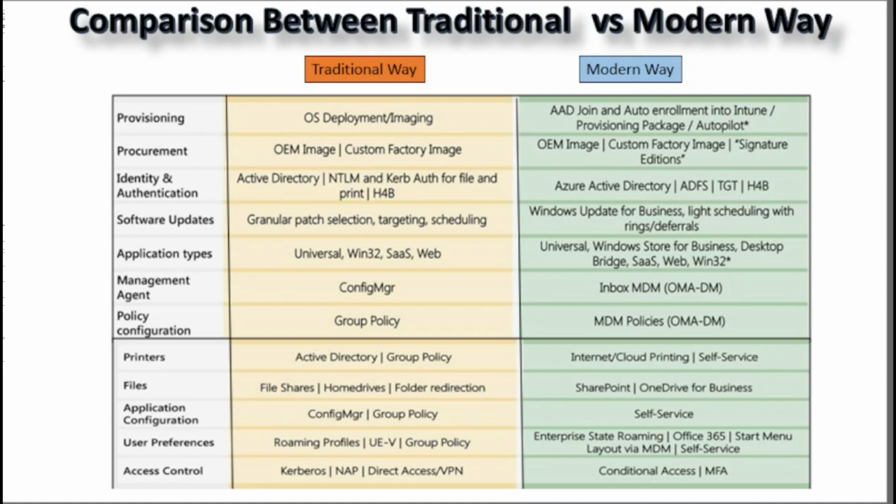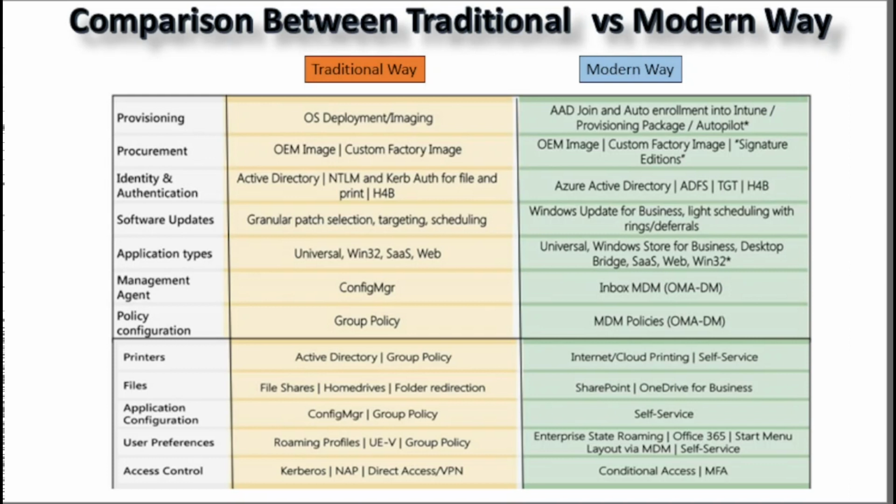We can deploy and manage universal, SaaS, Win32 and web apps with traditional ways, but with modern ways, we can deploy all traditional apps plus Windows Update for Business and Win32 apps, which include multiple binaries. Traditionally, we have to use SCCM to deploy applications and configure the device settings, but in modern ways, we can use the OMA-DM protocol, which is a lightweight protocol to configure a device.